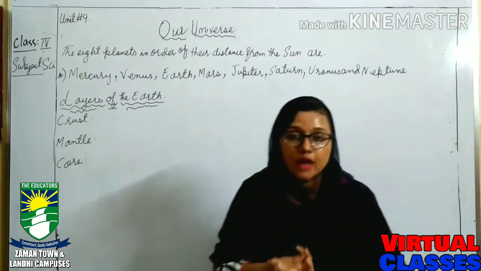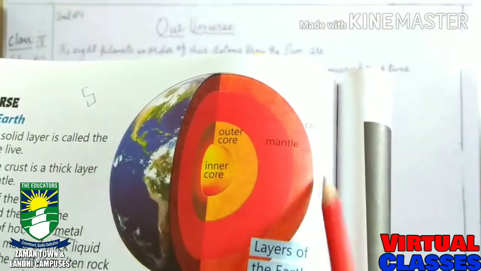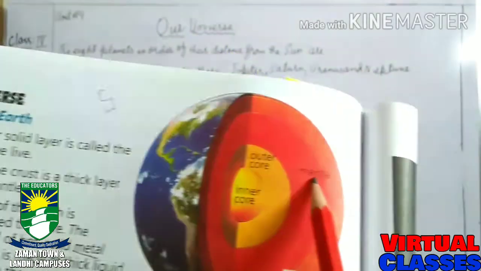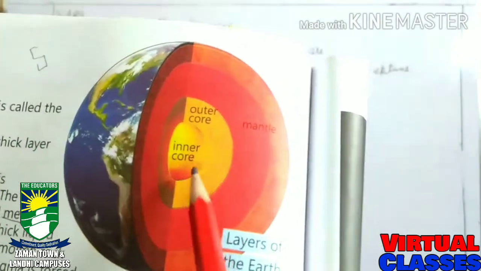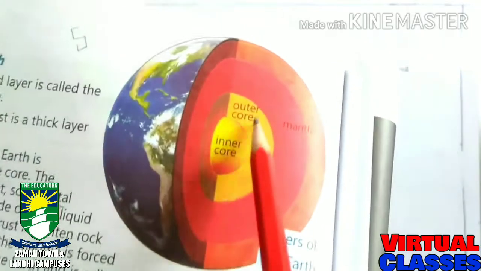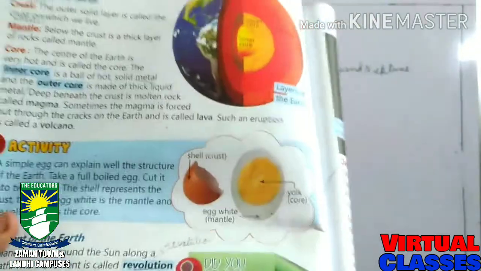This crust, the outer solid layer, you can see in the picture, so you can easily know the layers of the Earth. The outer solid layer is called crust on which we live. Mantle, you can see below the crust is a thick layer of rock called mantle. Now core, the center of the earth is very hot, is called the core. The inner core is a ball of hot solid metal, and the outer core is made of thick liquid metal.